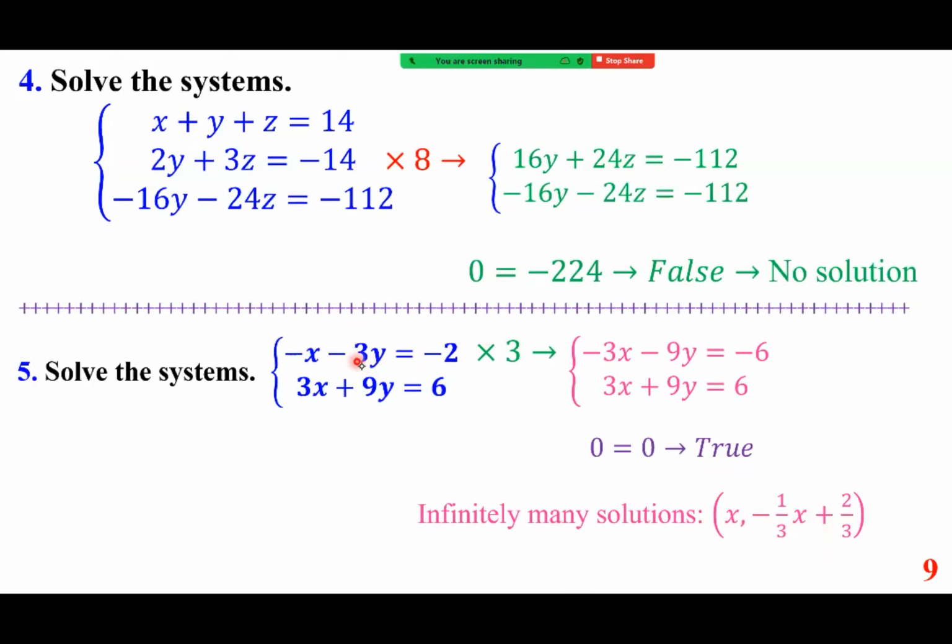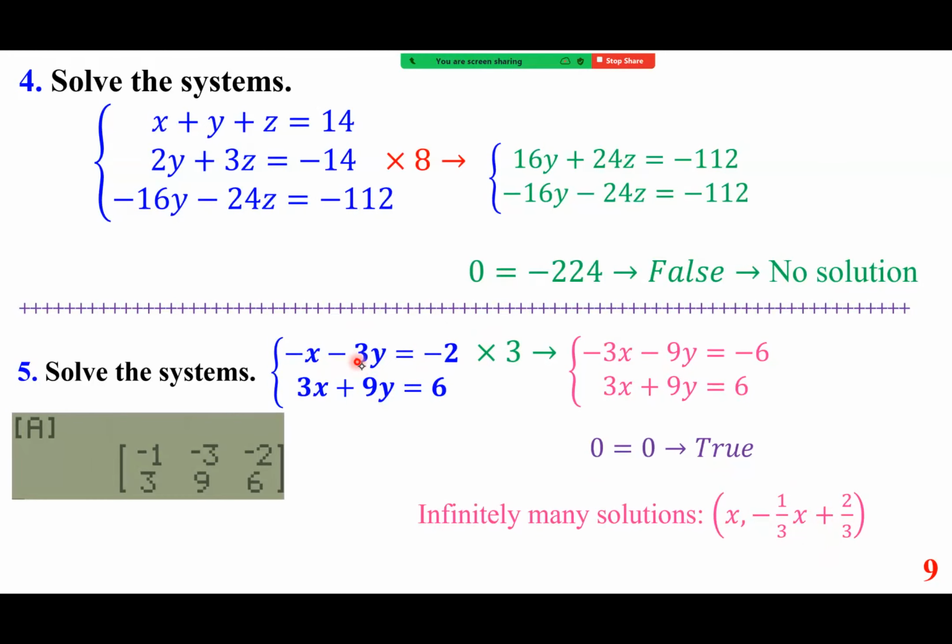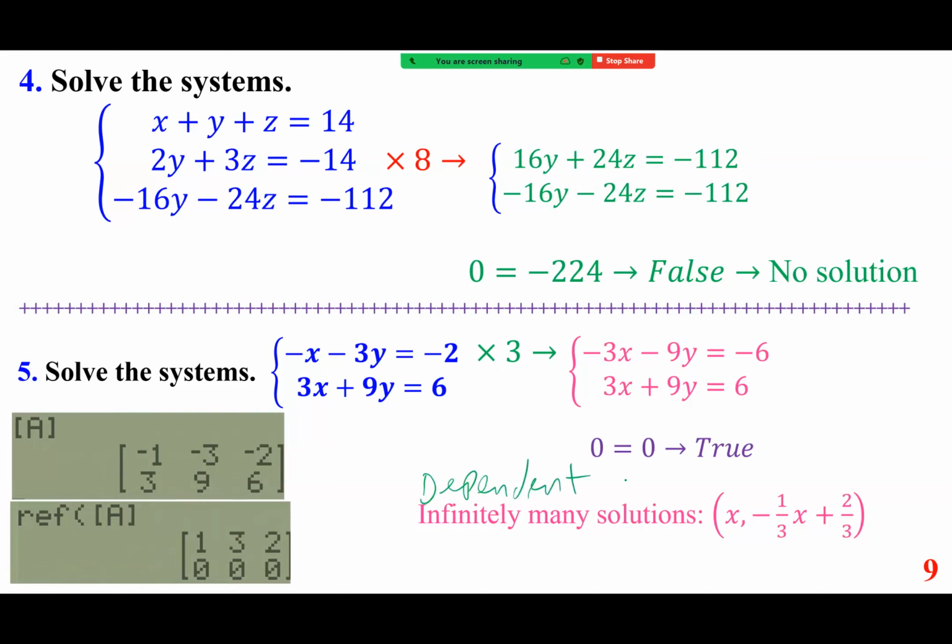Now, if you were to do this by matrices, here's the A matrix, minus 1, 3, minus 3, 9, minus 2, 6, and if you do REF, all zeros at the end means you have a dependent system with infinitely many solutions. Let me just make a note of a dependent system, everybody. Dependent. Have a dependent system.